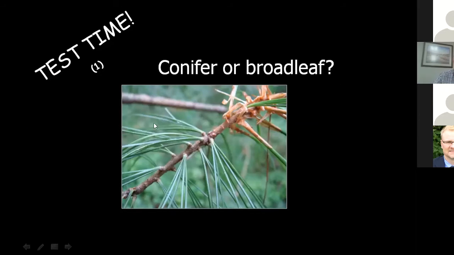I'm just going to give you a moment to look at this, but it is a conifer because it has these needles on it. And again, you'll notice that this is a fascicle of 5. There's 5 needles on this particular conifer. And just to let you know, it is a white pine, but this is a conifer.